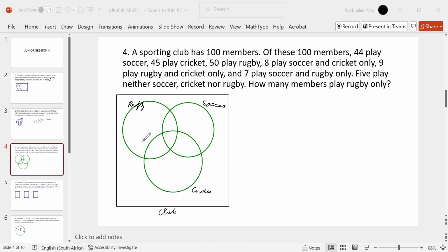Now you will see all the rugby players are inside this circle, all the soccer players are inside this circle, and all the cricket players are inside this circle. But there's some space outside as well, which means if somebody is outside here, then this guy doesn't play any of them. He's not in any of the circles. So he does not play rugby, soccer, or cricket. He is a kind of person who plays checkers. All right. Now, you've got 100 members altogether. So the club has got 100 members.